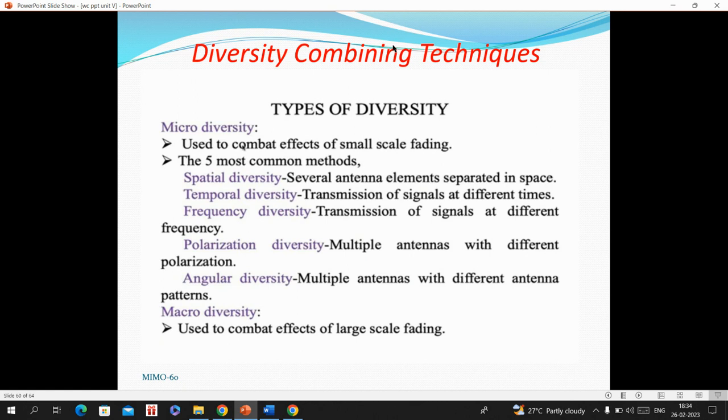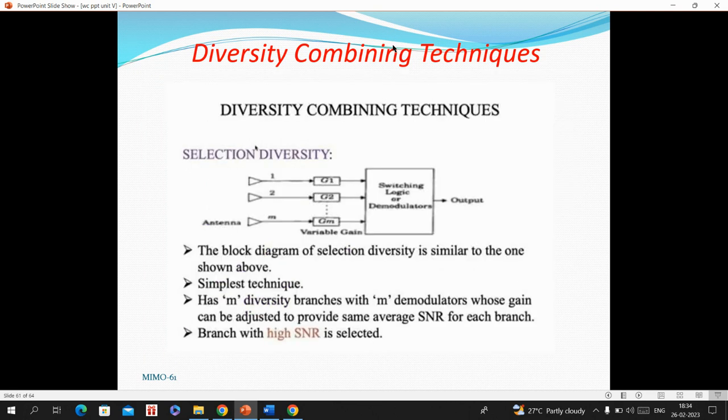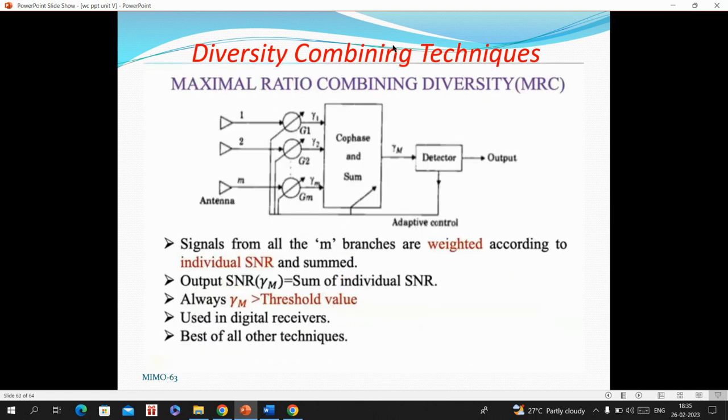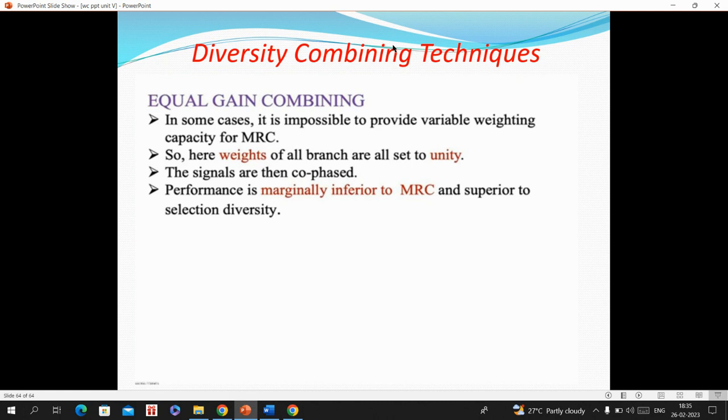There are two types of diversity: micro and macro. Micro is small scale, and macro is large scale. Again, four combining techniques are used. Selection diversity, where we pick the one signal which has the highest SNR. Scanning diversity, where we scan the received signals and the signal greater than the threshold is considered. Maximum ratio combining, where all the weights and all the SNRs are combined together. And finally, equal gain combining, where all the weights are set to unity, so the signals are co-phased and we can extract the original information. This is called diversity.